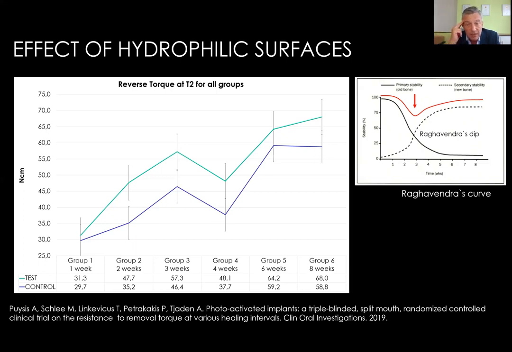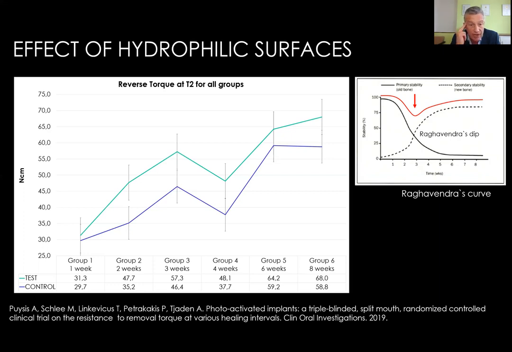He claims that an implant initially placed has a certain primary stability which decreases over time when the healing starts, and when osseointegration starts, the implant gets more connected to the bone, tighter to the bone. And the resulting graph in red shows you that we have less primary stability after 3 weeks.